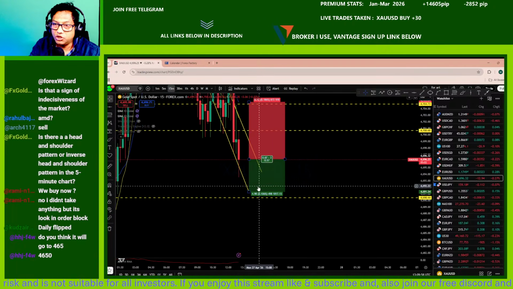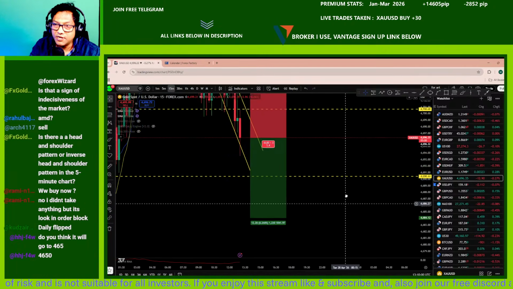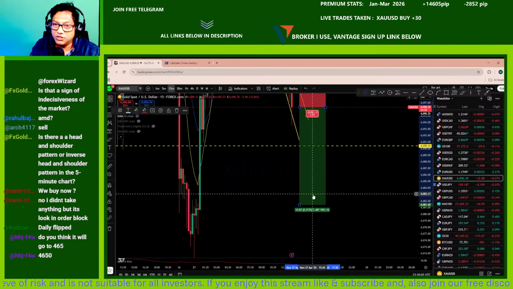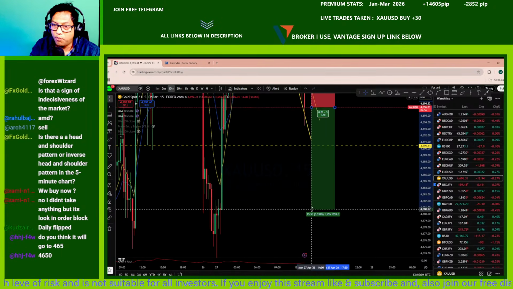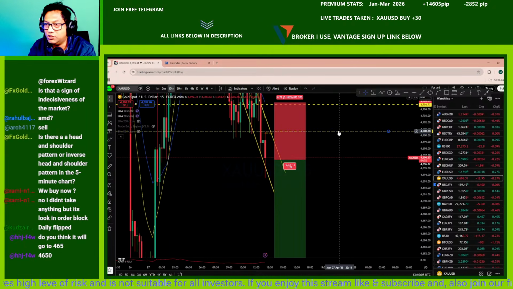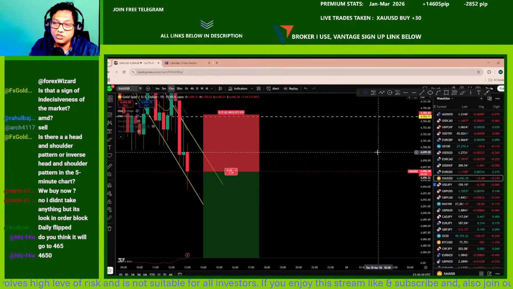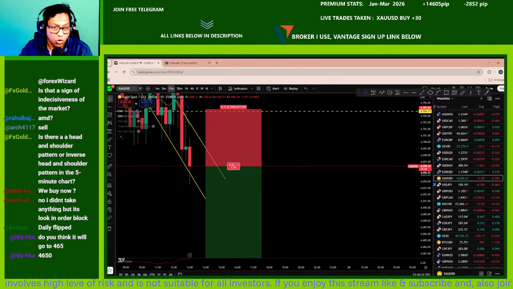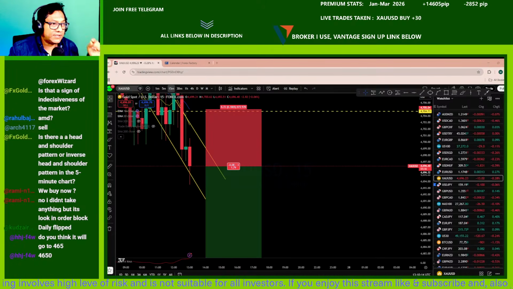As the market has shown significant downside momentum, I'll be targeting this order block here, and I'm opening a sell at this level here. Now this is the second trade. We have successfully closed the previous sell trade that I'm looking at here.